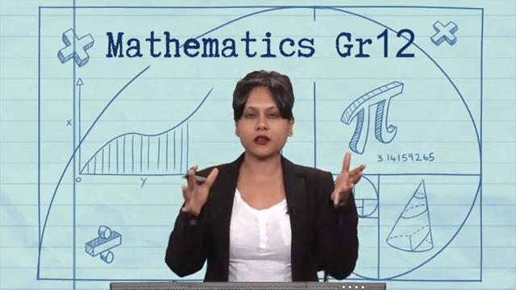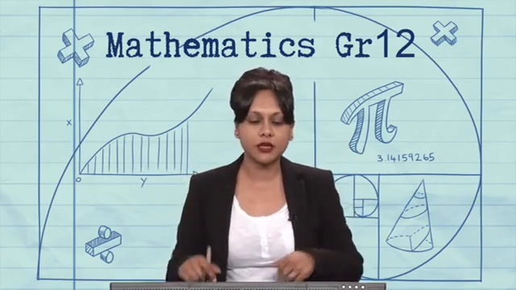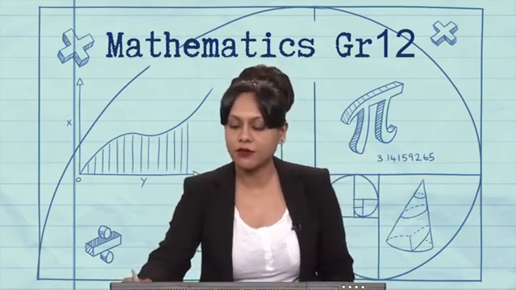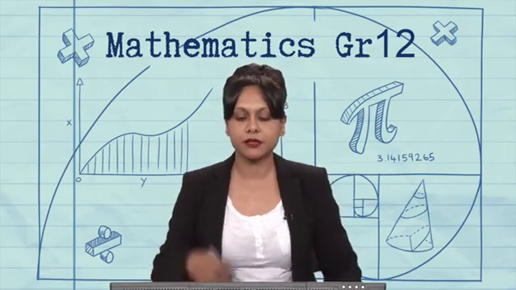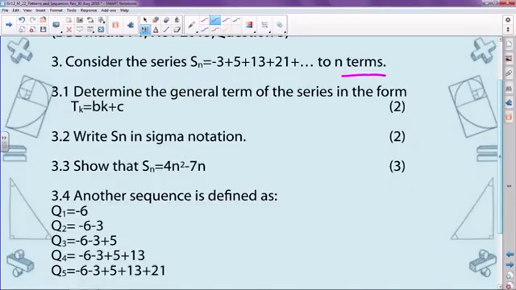Okay, everyone, it's our last question for today. Let's get straight into it. We've got the series given by the terms minus 3 plus 5 plus 13, etc. This goes on to n terms. They asked us to work out the general term of the series in that form.